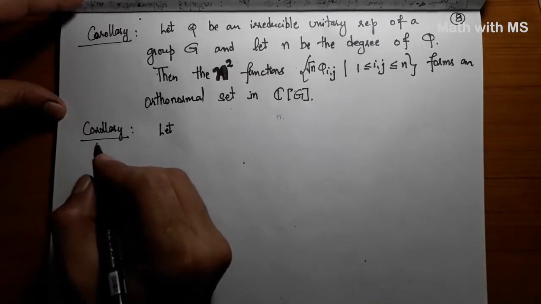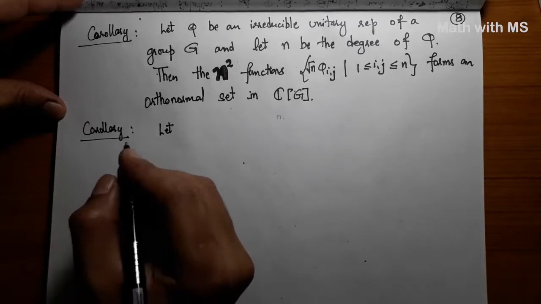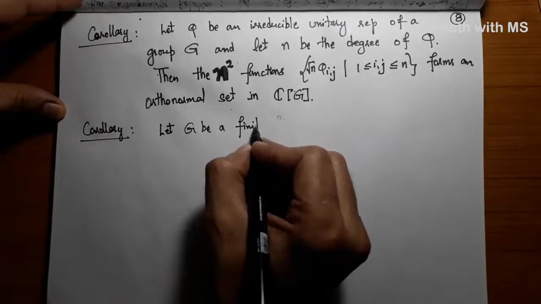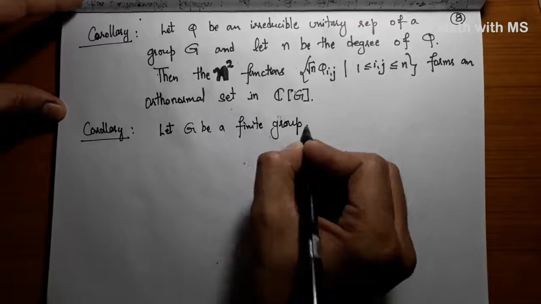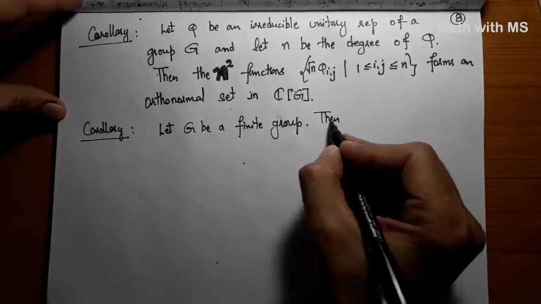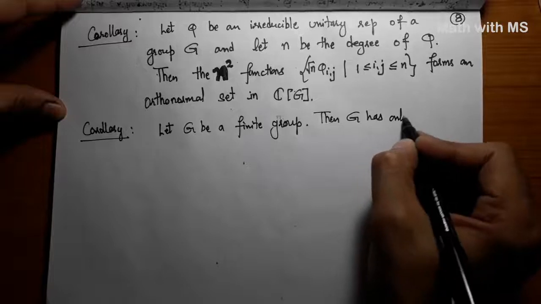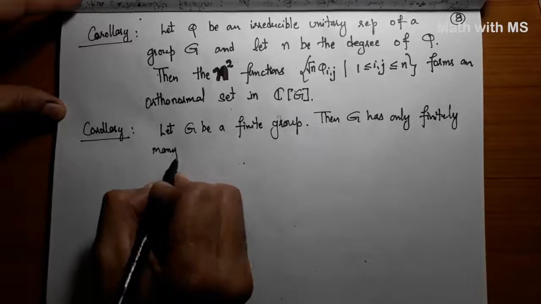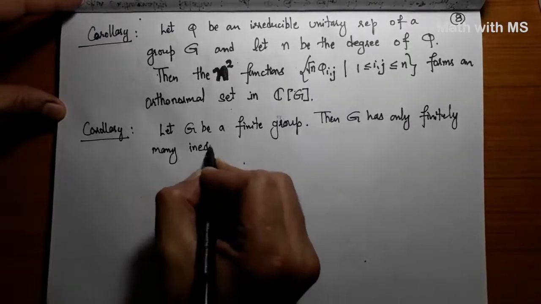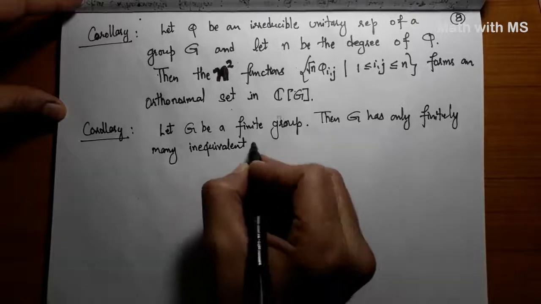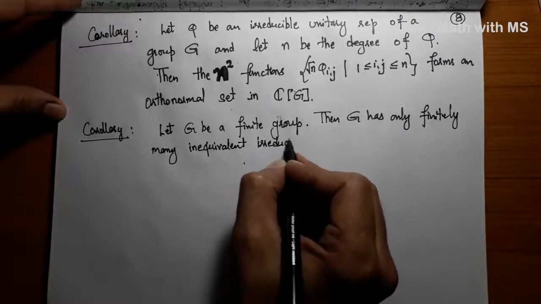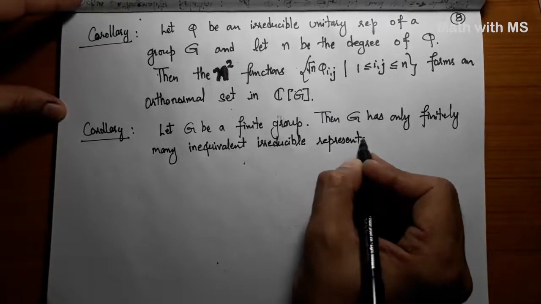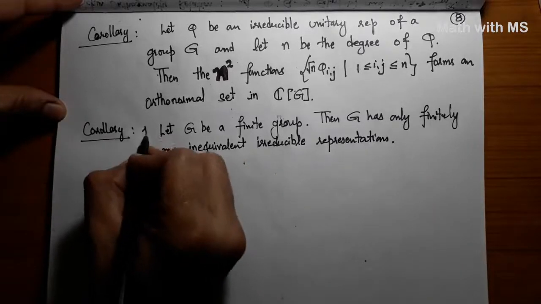Let us conclude this lecture with another interesting consequence of Schur's orthogonality relations. Let G be a finite group. Then G has only finitely many inequivalent irreducible representations. Let us call this 1.